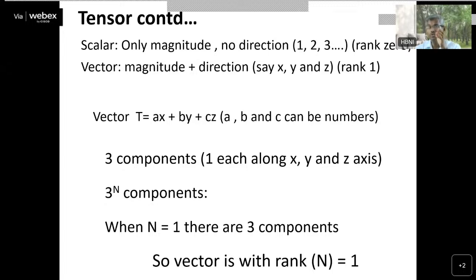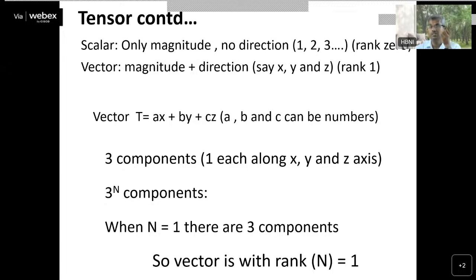But the moment you go to a tensor, what happens? A component in the x direction will also have a component in the y direction, and the same x component will have a corresponding component in the z direction. So we have xx, xy, and xz. Similarly, the y component will not be confined solely to the y axis. It will extend to the x axis also, and the z axis also. So we have yx, yy, and yz. Similarly, anything along the z axis is not confined only to the z axis: zx, zy, and zz.